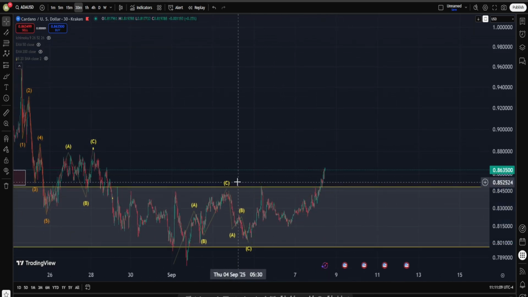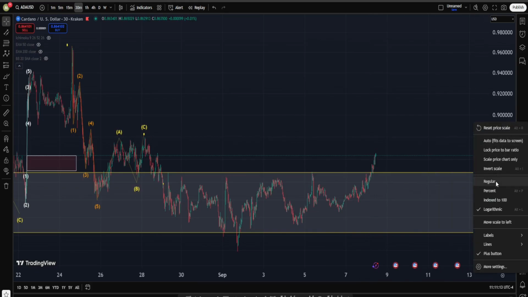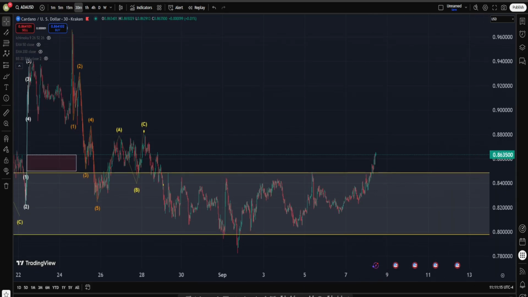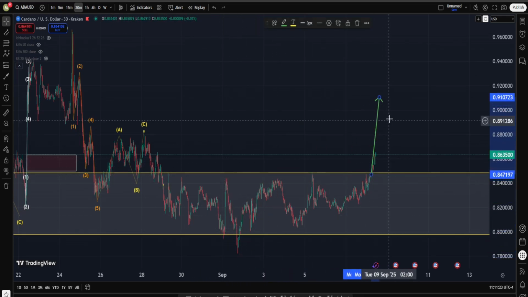If you want to, for example, measure the targets for this head and shoulder structure, then first things first, put your chart on regular scale. Always do that, it's very important. And then let's measure the height of our pattern and put it at our breaking point. This is giving you about a 91 cents Cardano, and I think we are actually going to get there.